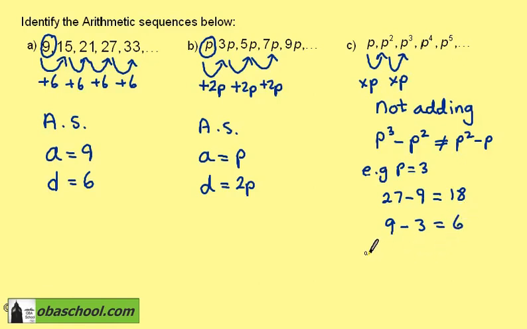So the difference between the third and the second and the first is not the same, so it's not an arithmetic sequence.